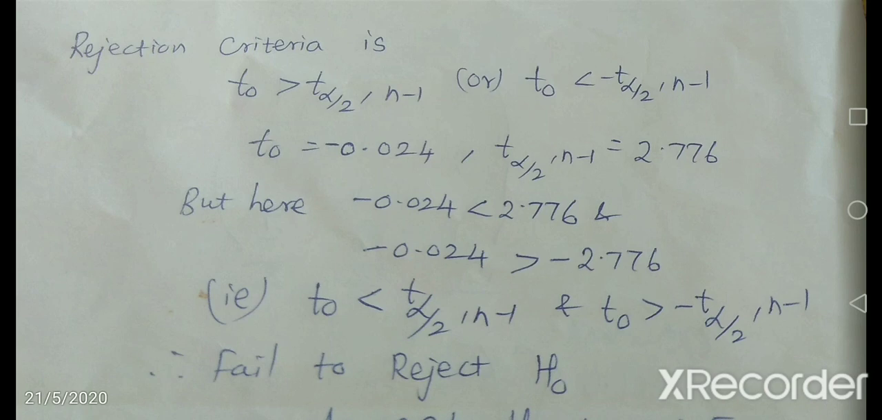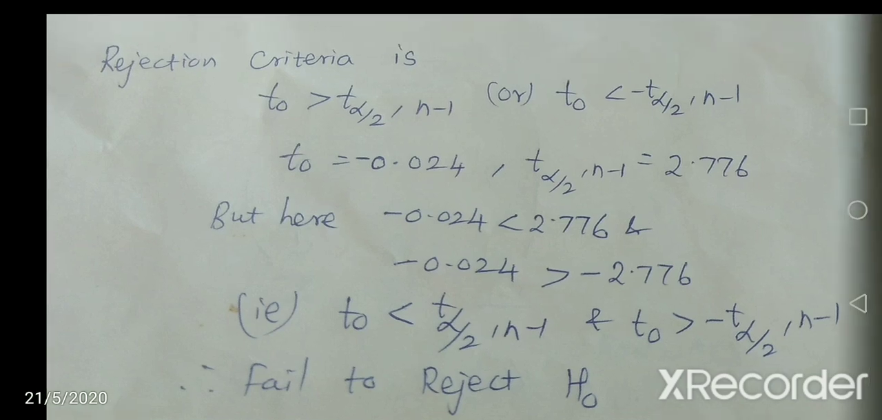The rejection criteria for this problem is t naught greater than t alpha by 2 comma n minus 1, or t naught less than minus t alpha by 2 comma n minus 1, for the alternative hypothesis mu not equal to mu naught. Because this one is a two-tailed test, we have to check both sides. Already we have t naught is minus 0.024 and t alpha by 2 comma n minus 1 is 2.776.